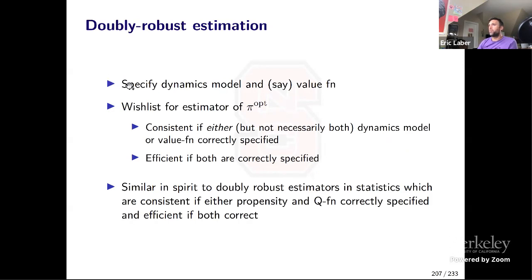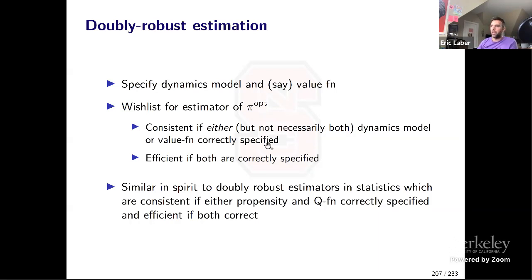What do we mean? Well, it's a specified dynamics model. So typically we're thinking of a parametric model here. It doesn't have to be, but it's best to think about a parametric model because I think that's the most common case. And say some kind of value function or Q function or some semi-parametric type approach. And the thing that we want is to construct an estimator for pi opt that is consistent if either, but not necessarily both, the dynamics model is right or the value function is right.